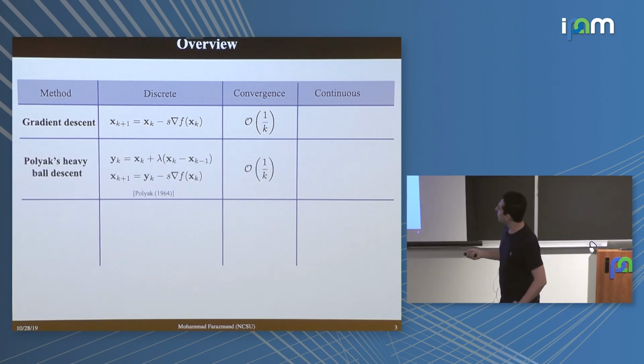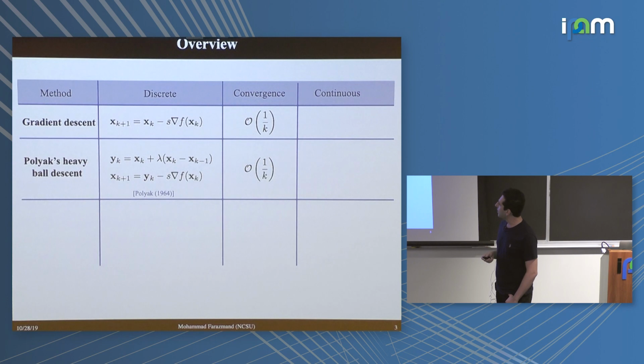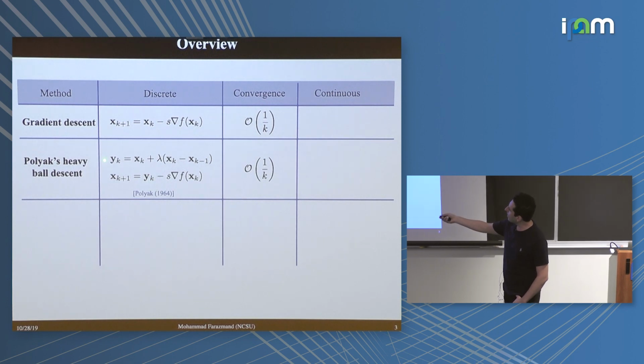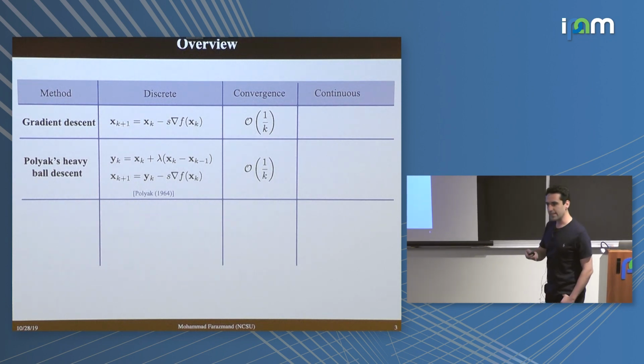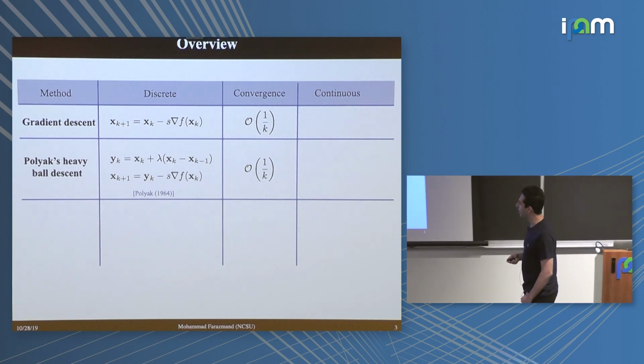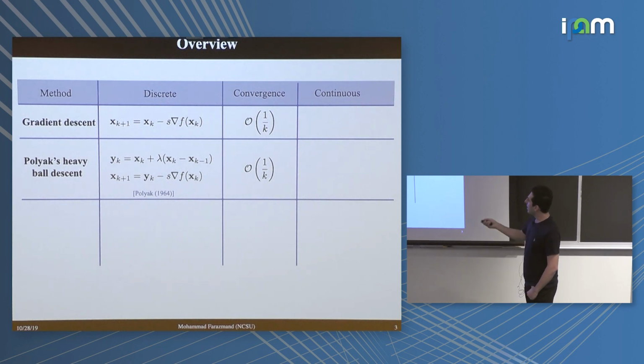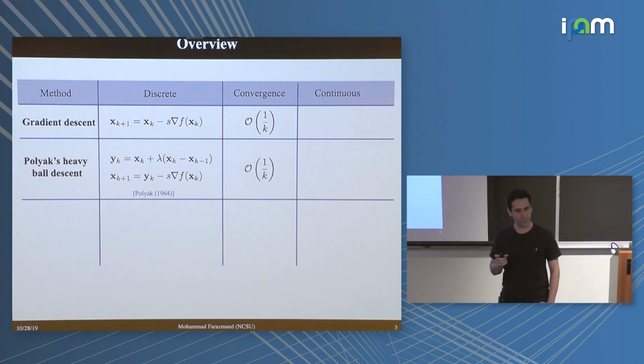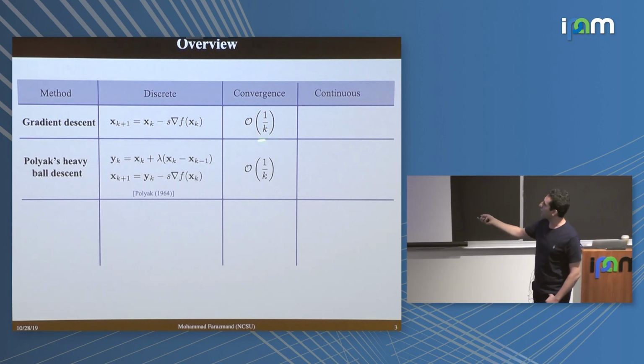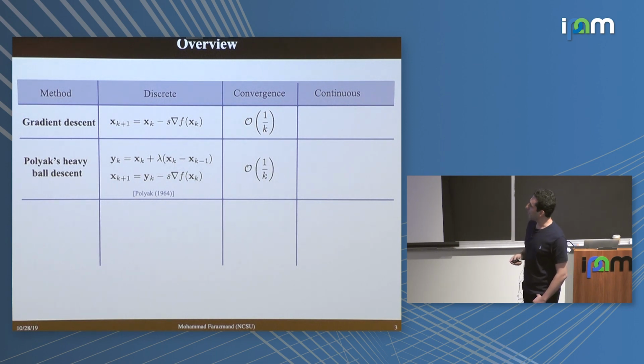Another method that I will talk about is the Polyak heavy ball descent, which is quite similar to gradient descent if you look at this part, except that instead of x_k in the gradient descent, you have another point y_k. And y_k is given as a linear combination of the current iteration x_k and the previous iteration. So it also depends on where you were previously. Its convergence is also 1 over k. However, the constant in front of 1 over k is much smaller than the one in gradient descent, so it typically converges much faster in applications.